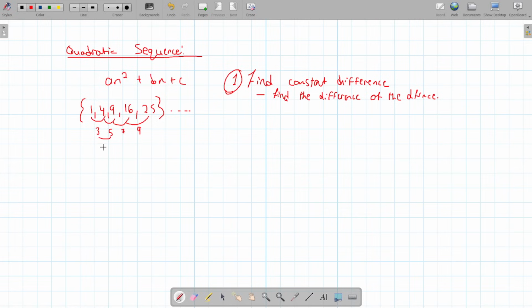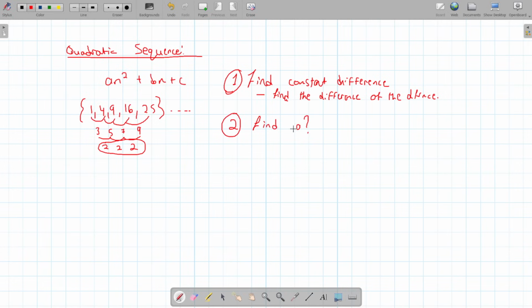Okay, what's the difference between 3 and 5? 2. What's the difference between 5 and 7? 2. And what's the difference between 7 and 9? Again, 2. So if you realize now, we found our constant difference, which is 2. So after you find the constant difference, now you can find a.